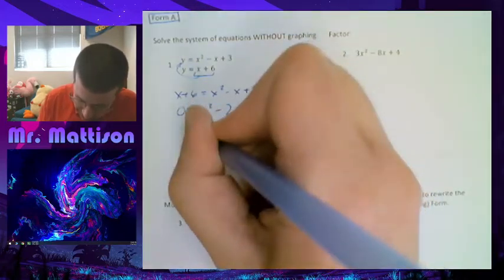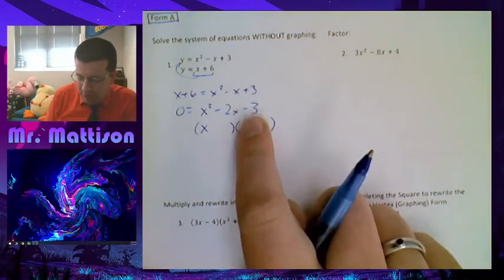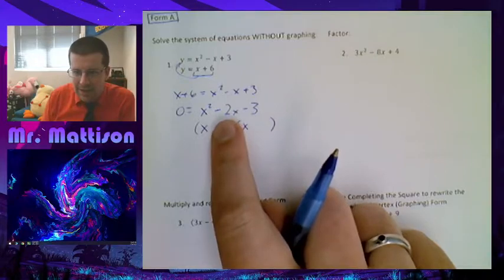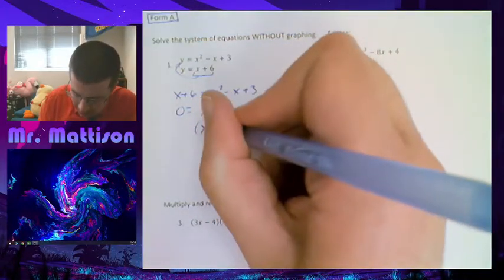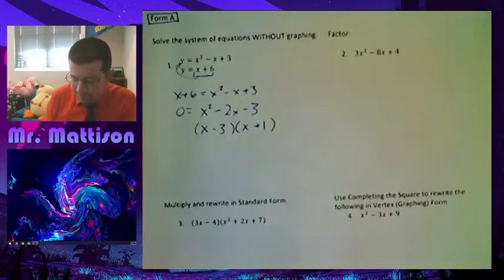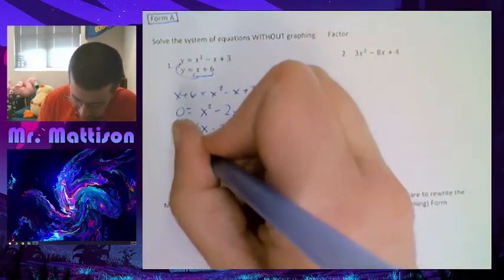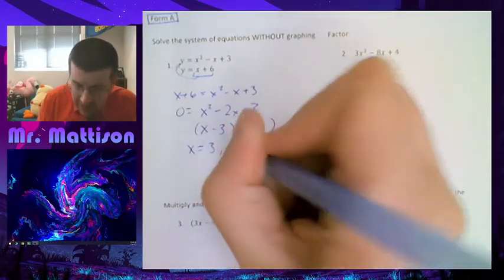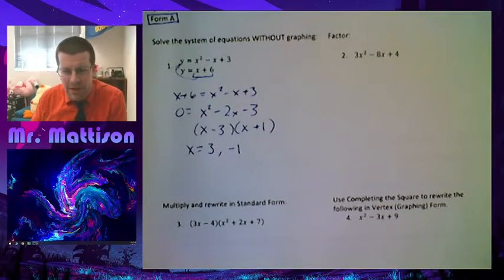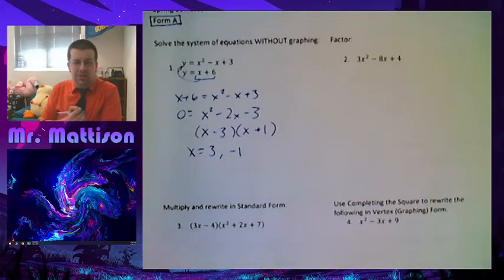If I use a little shortcut here, I'm trying to figure out what numbers are going to multiply to be negative 3, add to be negative 2. Well, it's going to be a negative 3 and a positive 1. So then my values for x are going to be 3 and negative 1. So not too bad to find those there. But just don't stop there, because again, that's only half of our solution. We still need the y values which correspond with each.